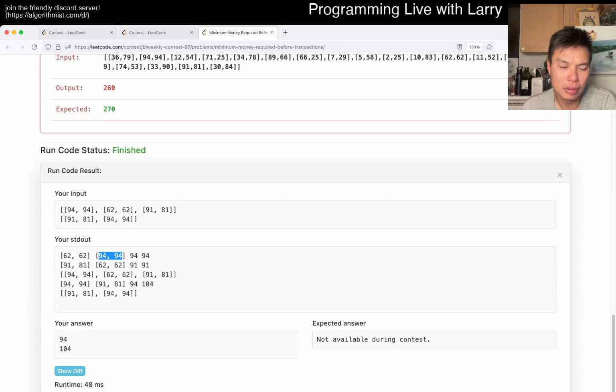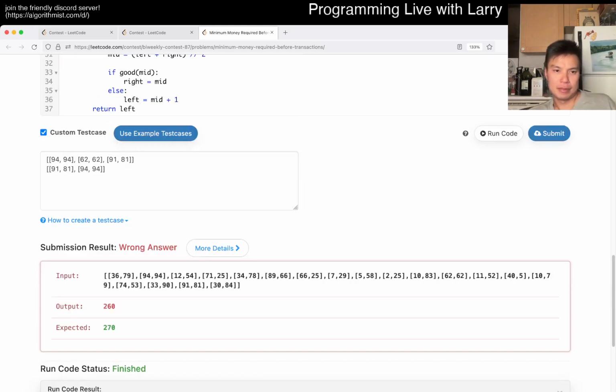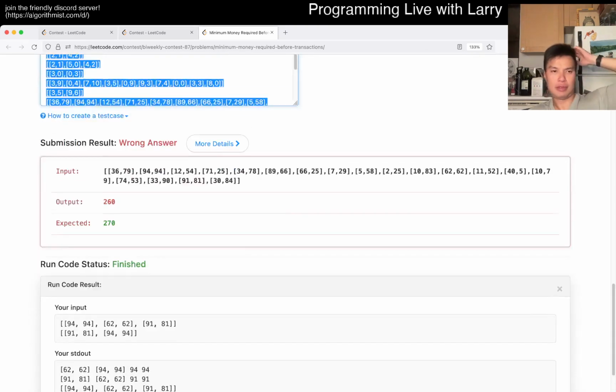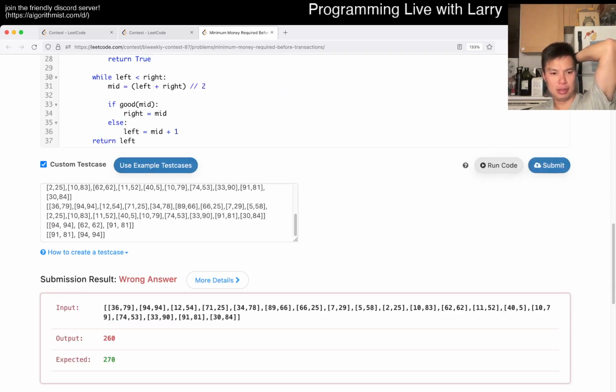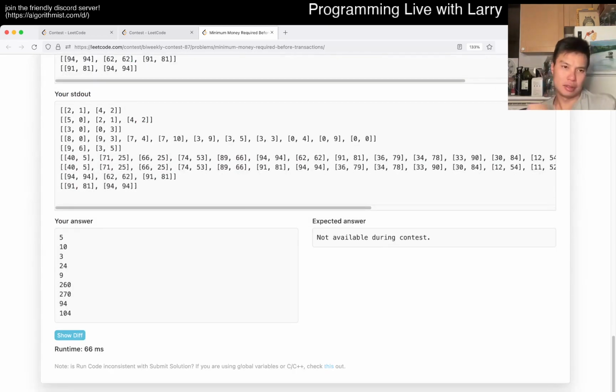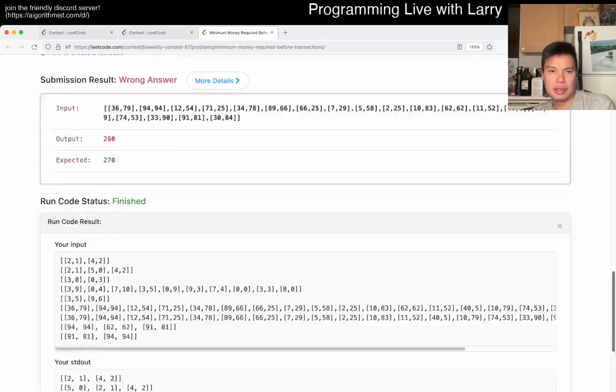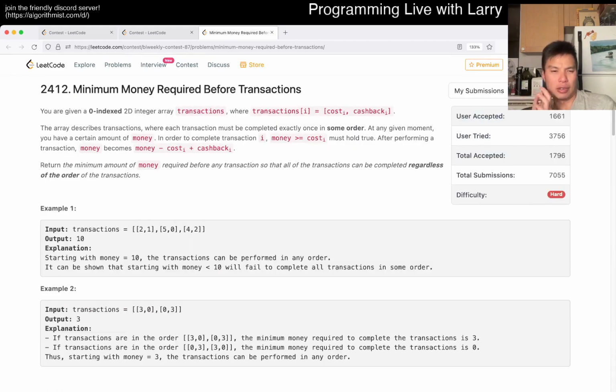Both need 94. Both need 91. But you put them together and you need more. Because this thing. Wow, I really don't know how to do this one. Am I wrong on the sorting? Is there any other cool way of doing it?